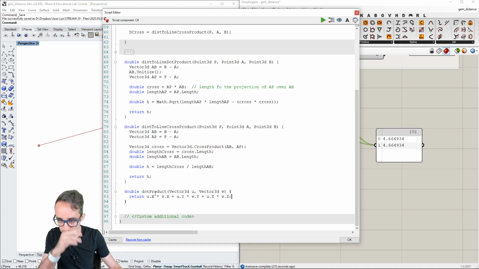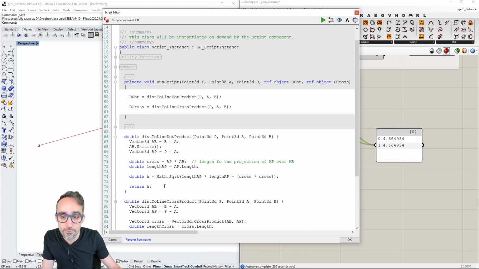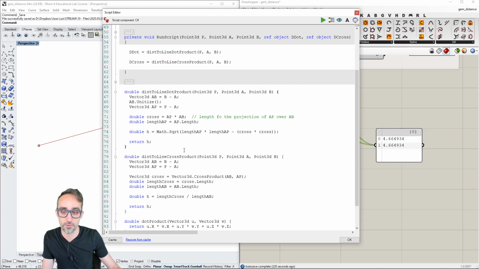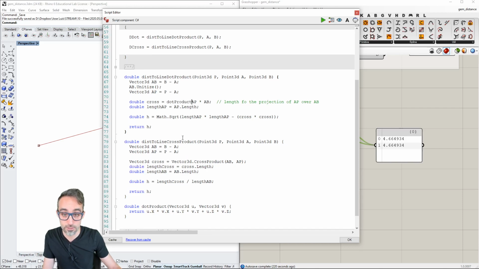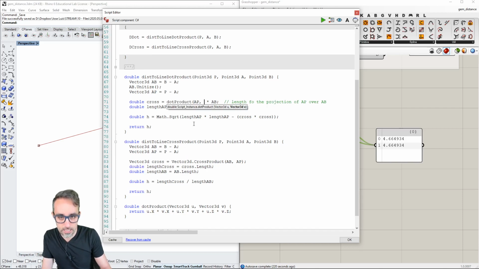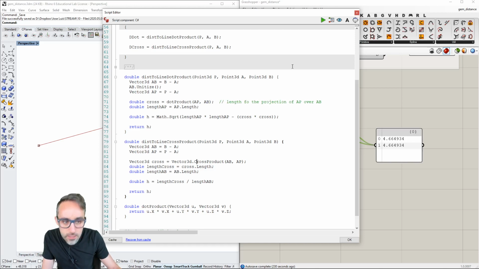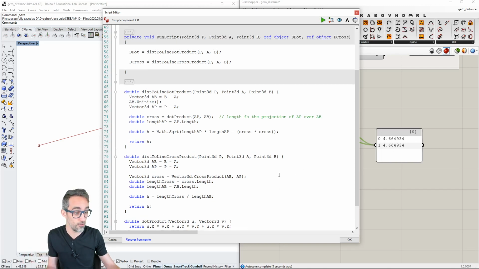So let's see if this works. Let's substitute this function wherever we have used the dot product first. So the dot product here, the dot product of AP and AB. And then have we used that anywhere else? No. So I'm going to run this, and yes, the result is the same. So yep, pat on the back. I know my dot products.